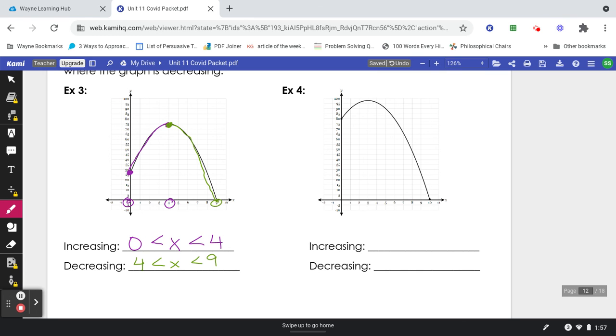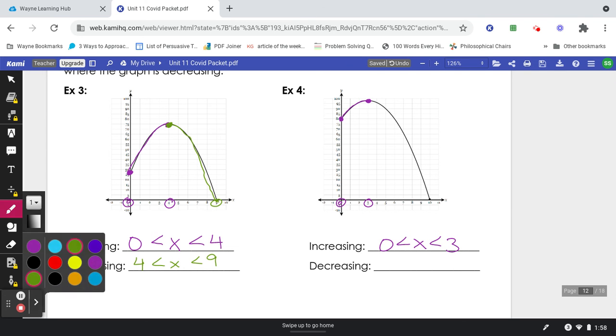Example number 4, increasing from here all the way to there. So again, look down at your x's. That is happening from 0 all the way to 3. 0 less than x less than 3. And then it goes downhill, decreases from 3 all the way down to 10. So from 3 to 10.